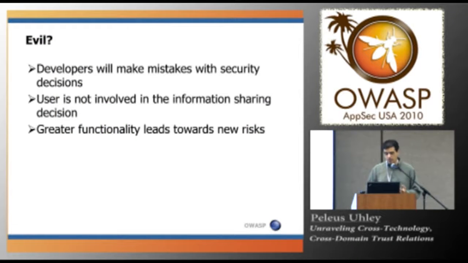So whenever I talk to people about cross-domain permissions, people ask me, are they evil, are they not? Some people believe that data should never leave the origin upon which it's hosted, either because developers will make mistakes as soon as you give them choices, or the end user isn't involved in the sharing of information between these two domains. It's actually done all at the code level, so the user doesn't know that information is being shared.